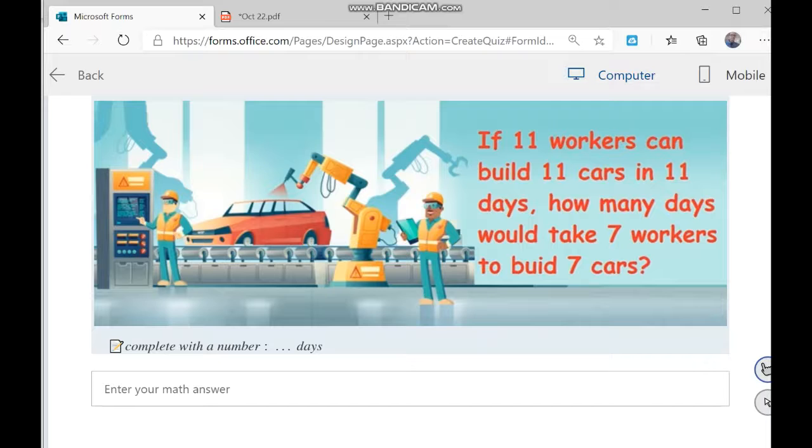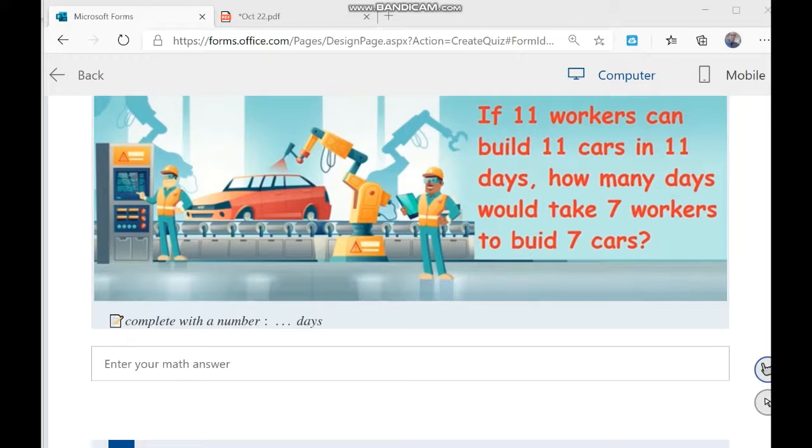If 11 workers can build 11 cars in 11 days, how many days would it take 7 workers to build 7 cars? But don't answer 7 days. Don't answer 7 days. This is the trap. This is the thing to make you make a mistake, right? Try to figure it out. We're going to assume this is a linear relation. Type your guesses now.